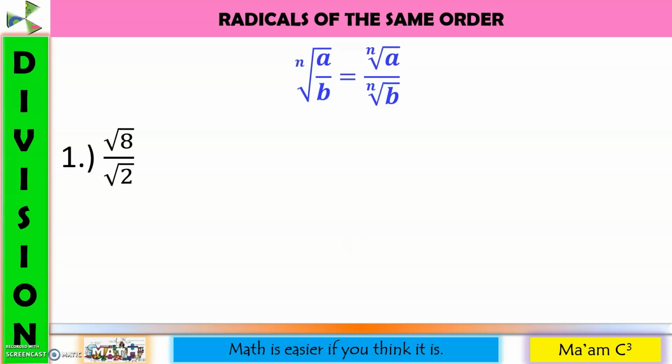Number 1, square root of 8 divided by square root of 2. Since the indices are the same, we can combine them into one radical symbol. 8 divided by 2 is equal to 4, and square root of 4 is equal to 2.